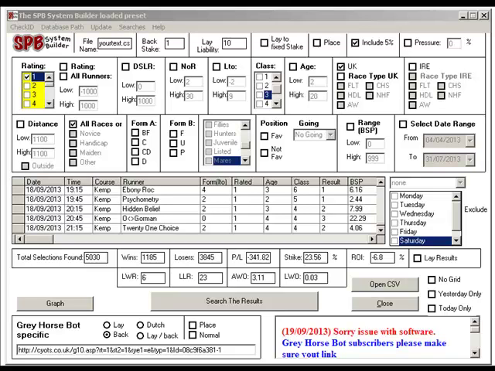I've got several hurdle systems, and I've got a couple of ideas on chase, but this video is going to be about literally trying to figure out a chase system.